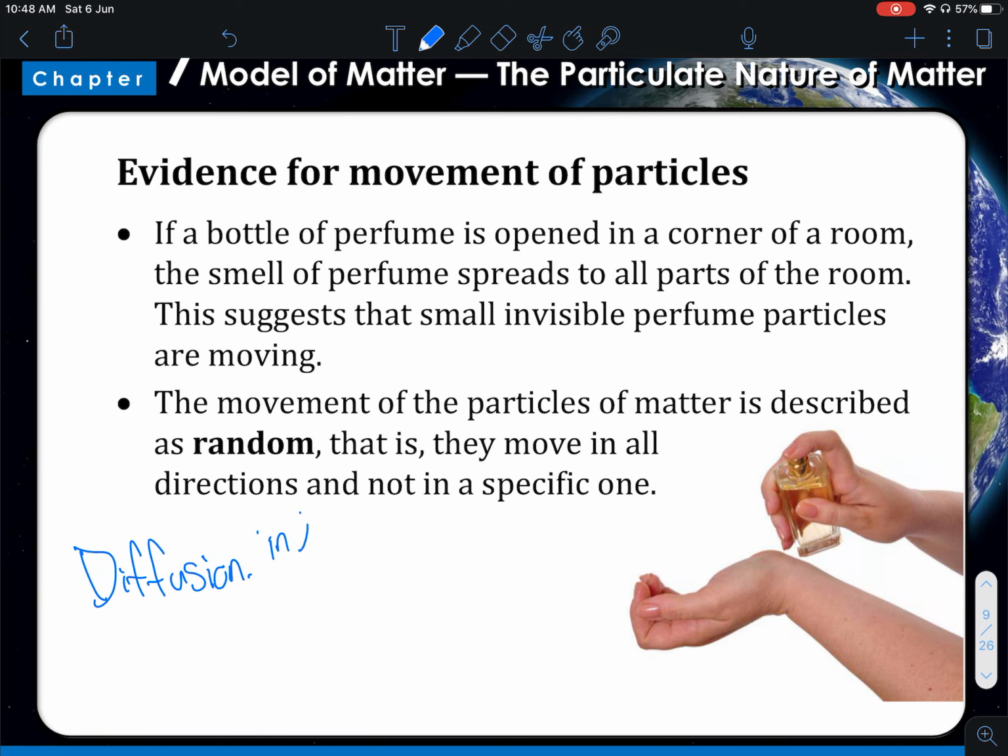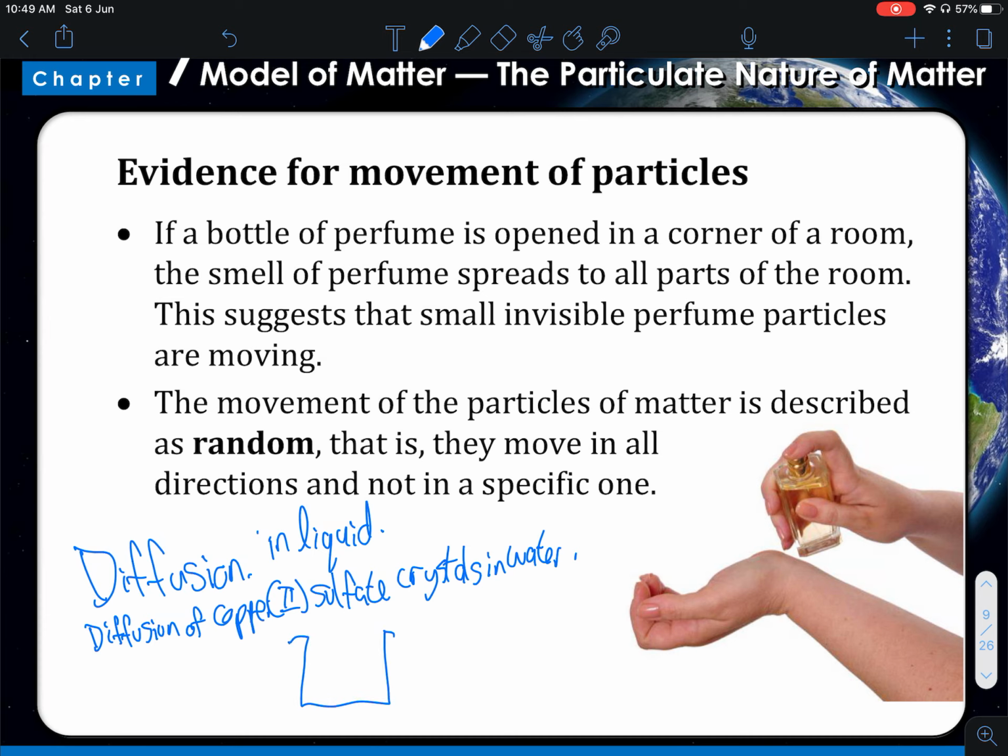you can go to YouTube and find maybe the diffusion of copper-2 sulfate crystals in water. Okay. So what you will see is that initially you have this beaker. So first you have this beaker of water, and inside it you put maybe a solid of copper-2 sulfate.